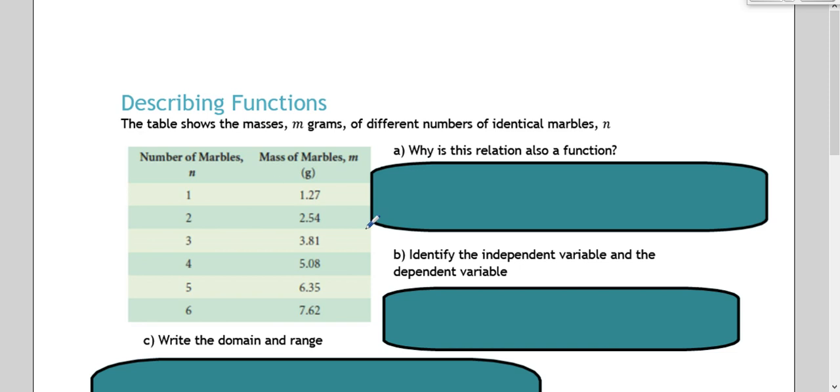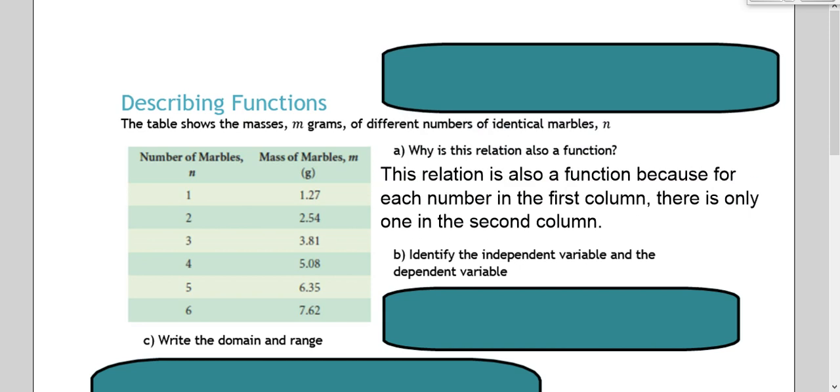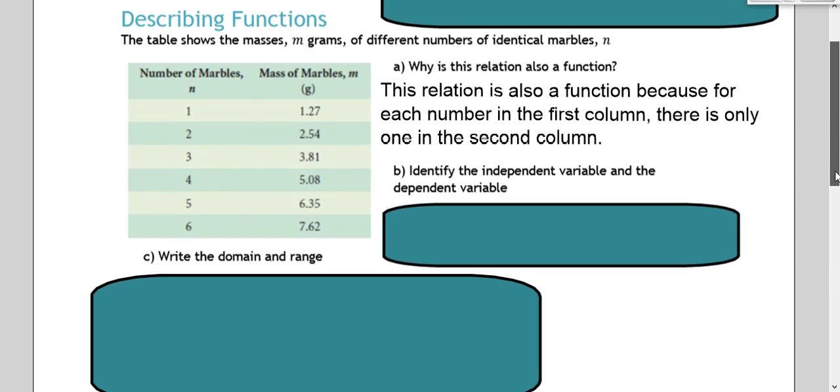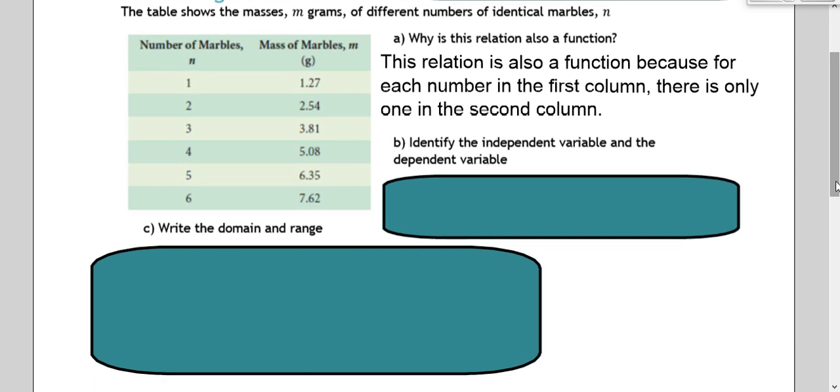Describing functions. The table shows the masses, m grams, of different numbers of identical marbles, n. Why is this relation also a function? This relation is also a function because for each number in the first column, there's only 1 in the second column. So it's not like saying that there's a 2 here as well. That doesn't exist. So this one is a function.